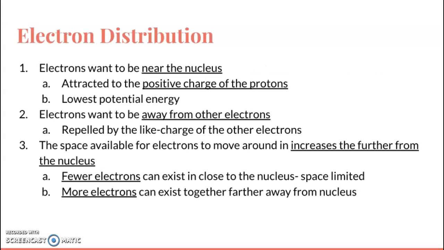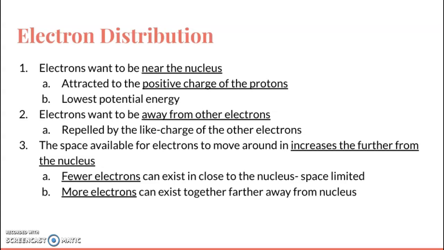So, what we know so far about electrons is that they want to be near the nucleus, right? So they're attracted to the positive charge of the protons that exist in the nucleus. And those that are the closest are going to have the lowest potential energy, meaning they're going to have the lowest energy compared to all of the electrons, right? However, electrons want to be away from other electrons, right? If you think about a magnet, if you put two negative sides close to each other, they're going to repel against each other, okay?